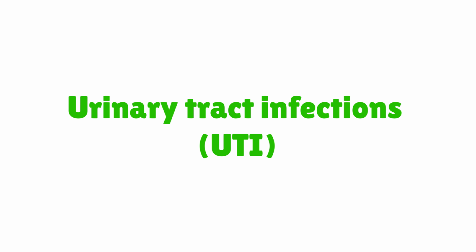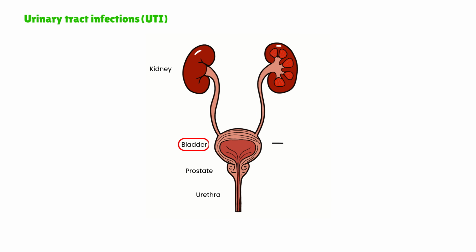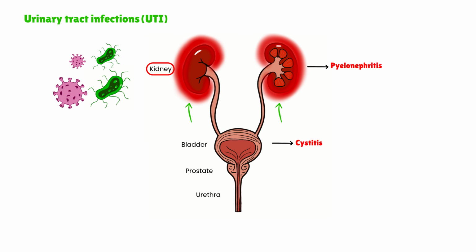All right, let's talk about urinary tract infections, or UTIs. Urinary tract infections typically begin in the bladder, where they cause cystitis, an inflammatory response affecting the bladder lining. If the infection progresses upward through the urinary tract, bacteria can reach the kidneys and lead to pyelonephritis, a more severe infection involving inflammation of the renal tissue.